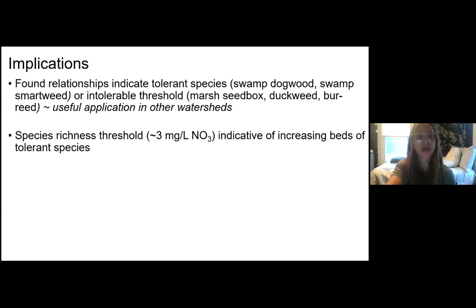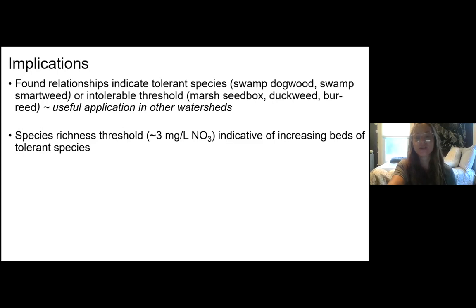Another implication to water quality is species richness. Richness is the number of different species that are present at a site. The threshold of this parameter seems to have a drop off at approximately 3 milligrams per liter of nitrates. And then in the wet nitrate conditions, where the values were higher, the species richness values seem to increase again.